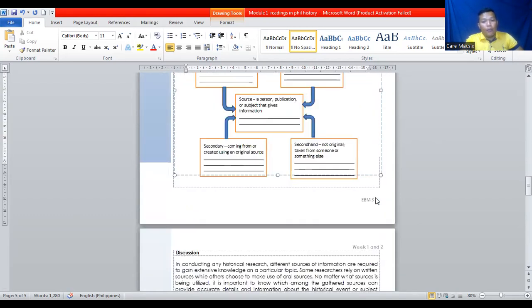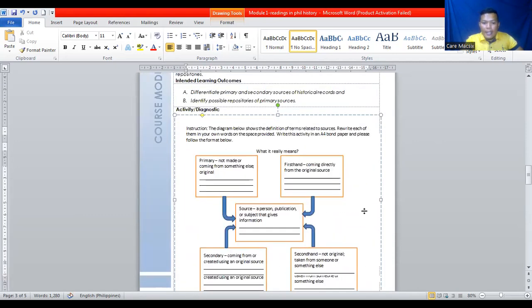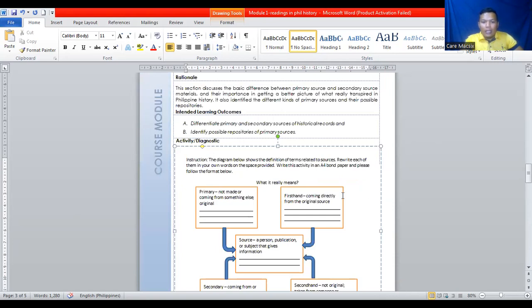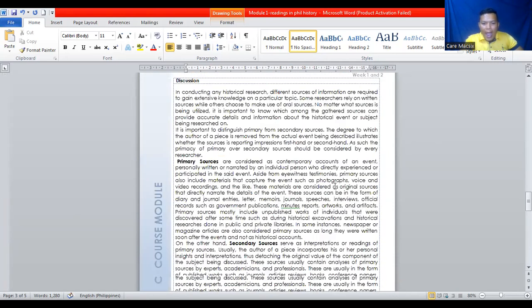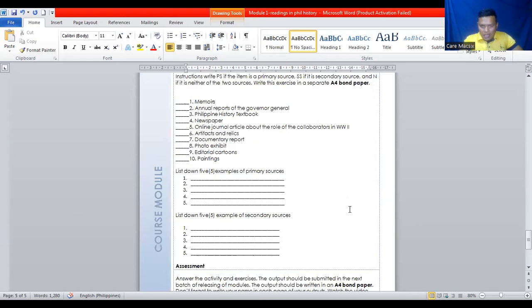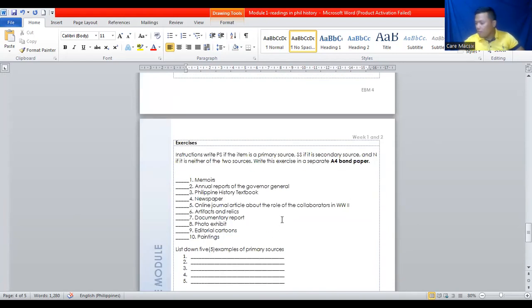Inana lang. So for the first 2 weeks, week 1 o week 2, ang inyong ansiran is kani activity, diagnostic, and exercises. Sayon kayo no?